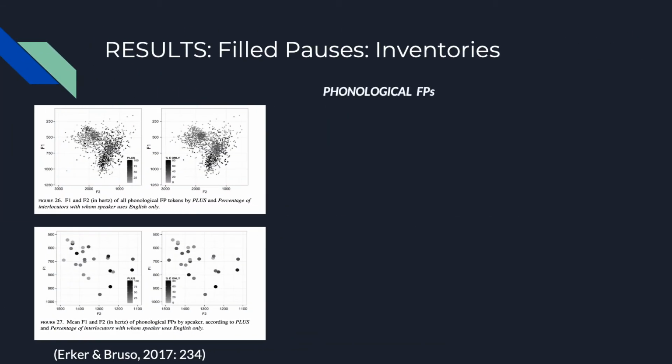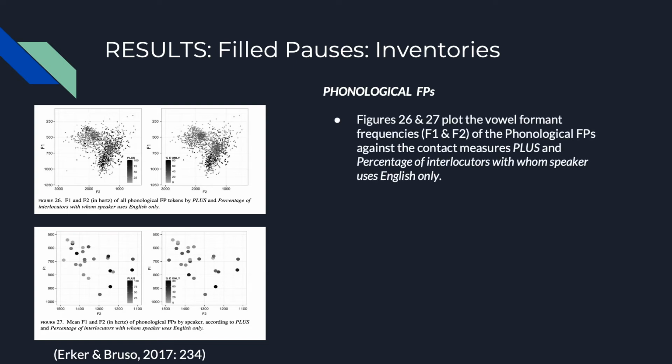And now for the phonological filled pauses. We can see a very clear pattern of variation here if we look at these diagrams now. They plot the vowel formant frequencies, which are F1 and F2, of the phonological filled pauses against the contact measures, plus percentage of life in the US and the percentage of interlocutors with whom the speaker uses English only.